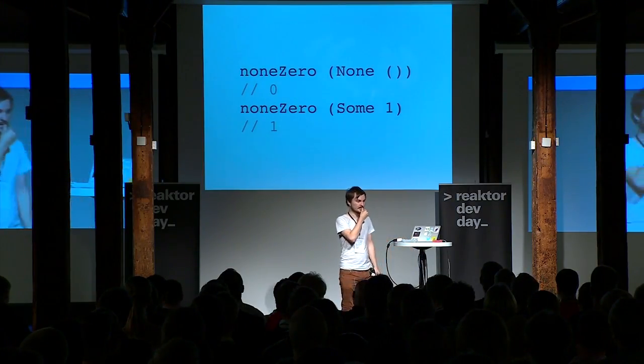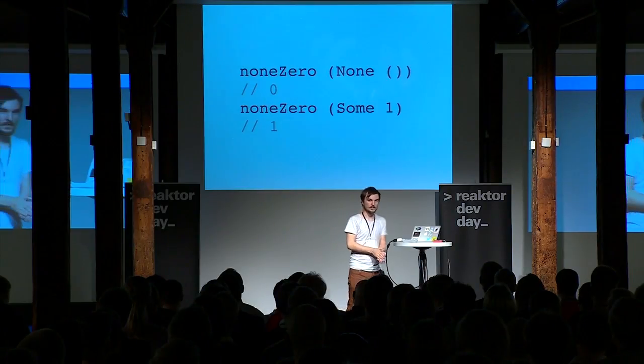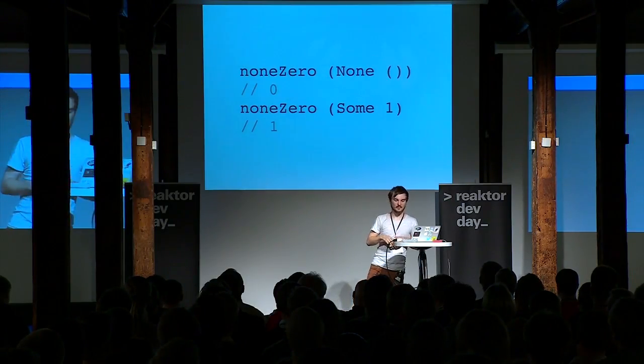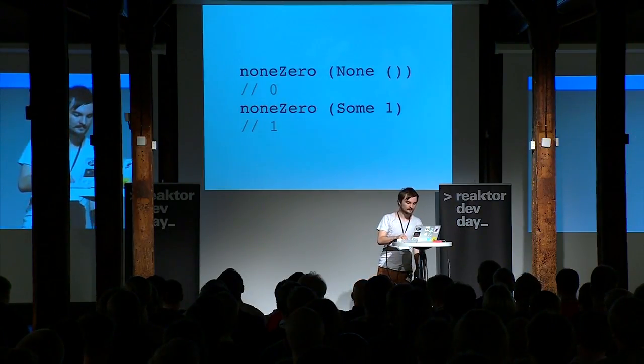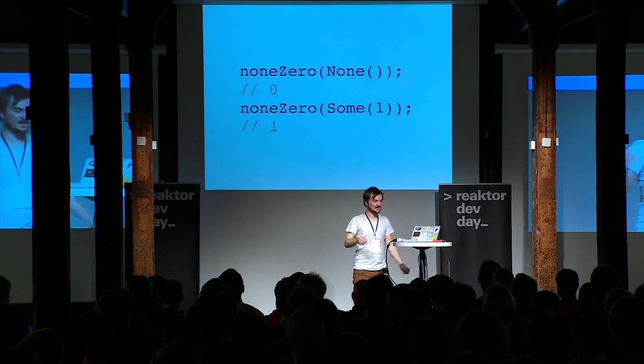So now we can use it like that. We pass in none, we get back 0. We pass in a wrapped value of sum of 1, and we get back 1. So it unwraps it for us. And that's what the JavaScript compiles into. Simple.